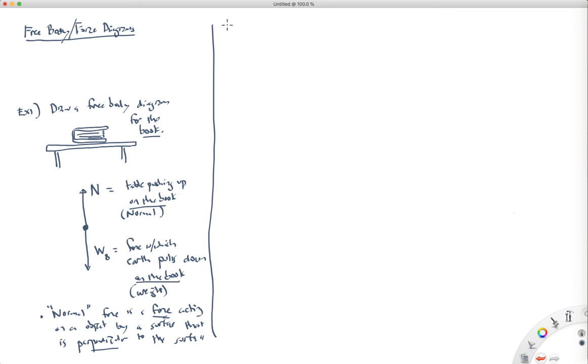Okay? Let's do another example. Example 2. Consider two books.